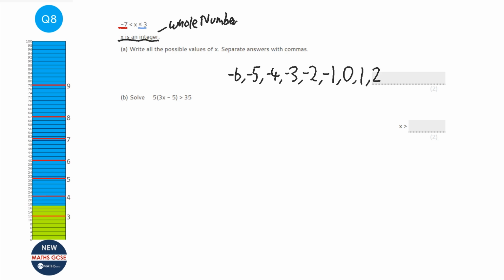Now let's have a look at the other one. It says x can be less than or equal to 3. So that line there, if I do it a little bit bigger, the line that I've just drawn there says it can be 3. So we must include 3 in our answer. And that's how you get full marks. You probably will get 1 mark if you forget to put the 3 down or you put the minus 7 accidentally.